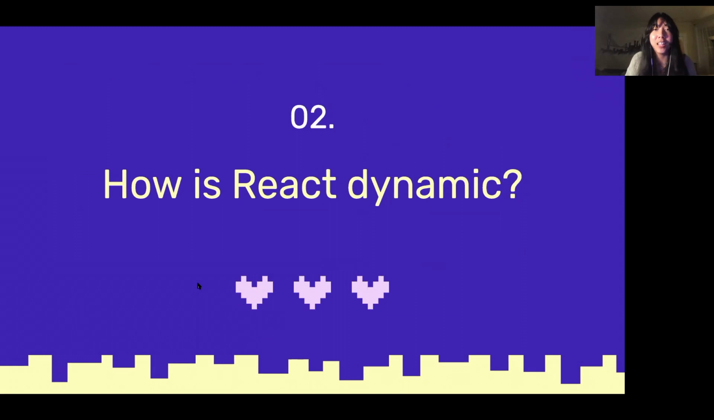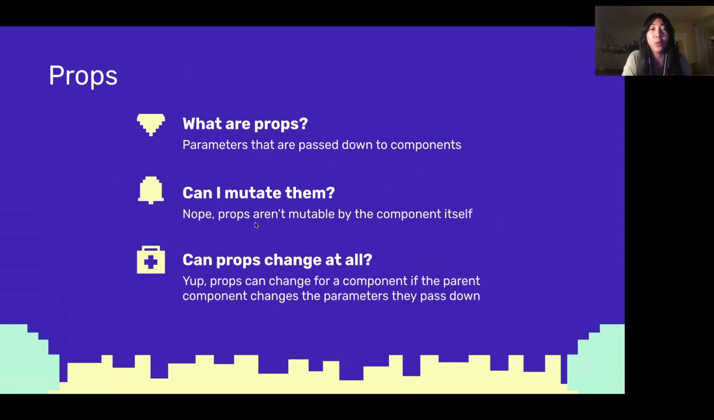So, how is React dynamic? I know I've been saying a lot that React allows you to make dynamic web pages, but what does that mean? So, props. What are props? Props are parameters that are passed down to components. Every component has its own props object. Props aren't mutable by components themselves and can only change for a component if the parent component changes them.